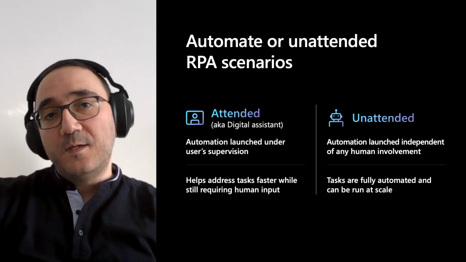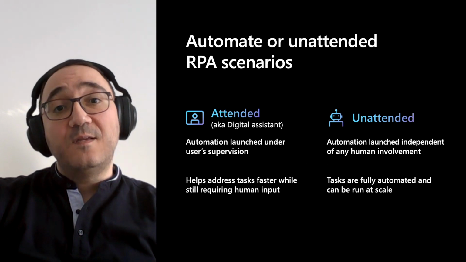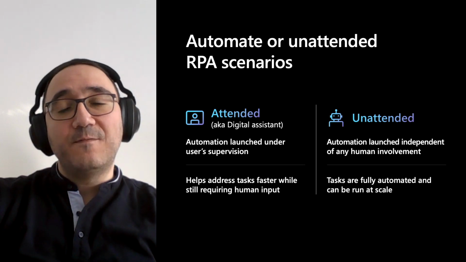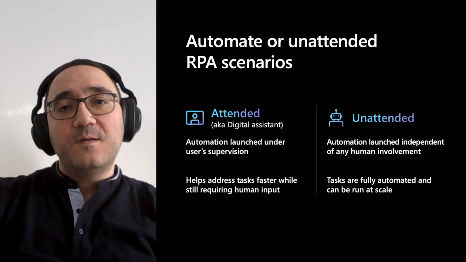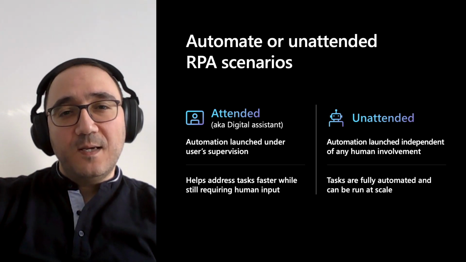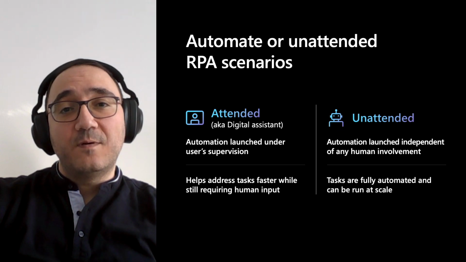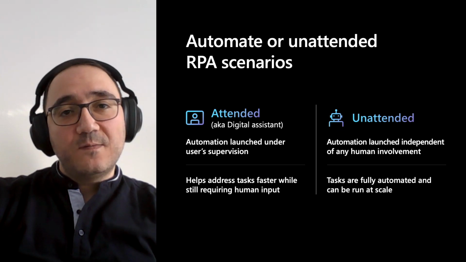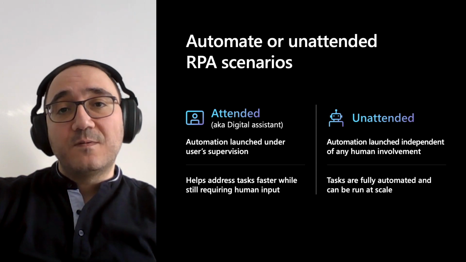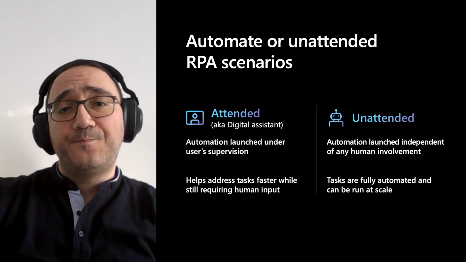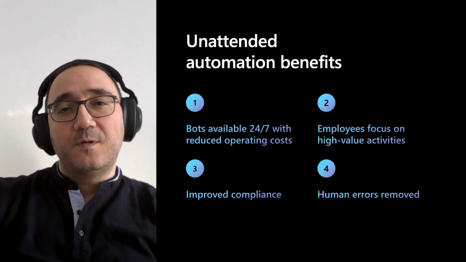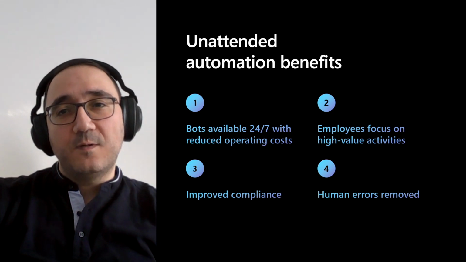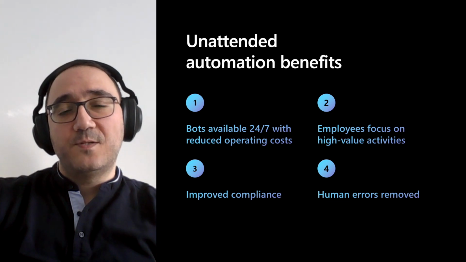The second category of scenarios is the unattended scenarios, where the tasks are being fully addressed by the bot without any human interaction. These are mainly back office, highly repetitive tasks that can be run autonomously. So for instance, invoice or insurance claims processing are common scenarios that can run unattended. Power Automate supports both types of scenarios, but today we want to focus on the second one, about unattended automation.